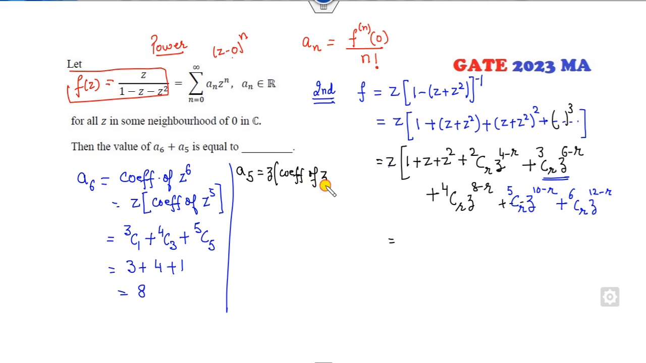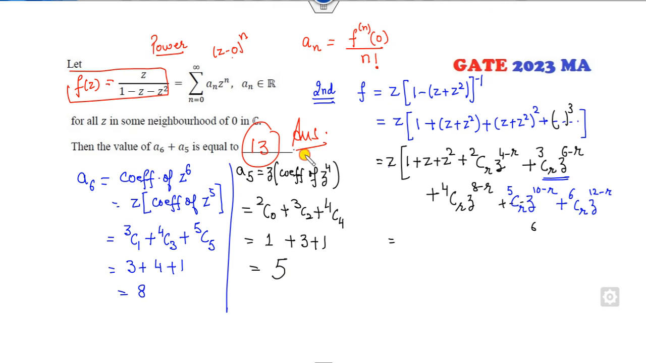So z is outside, so we need z raised to power 4. There is no term possible with 1. Yes, when r is equal to 0. Is it possible? Yes, when r is equal to 2. Is it possible to get z to the power 4 when r is equal to 4? Is it possible when r is equal to 6? But 5C6 is not possible. So 2C0 is 1, 3C2 is 3, 4C4 is 1, so 3 plus 1 plus 1. So what is the right answer of a5 plus a6? It is 13, the right answer of this problem.